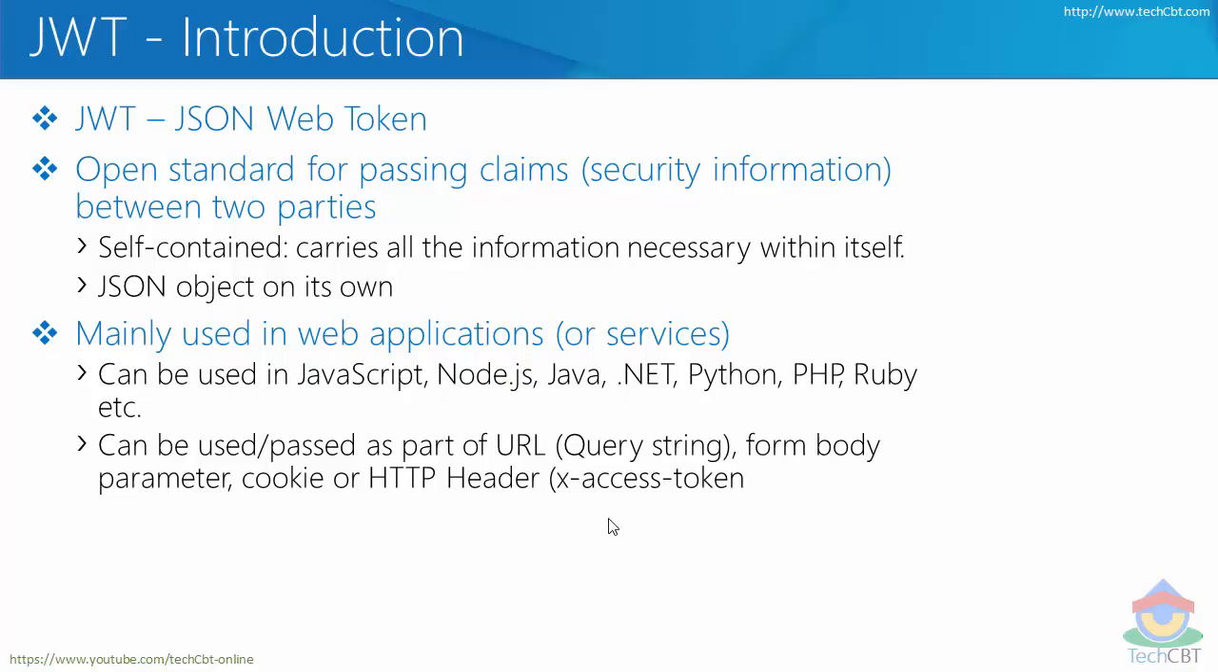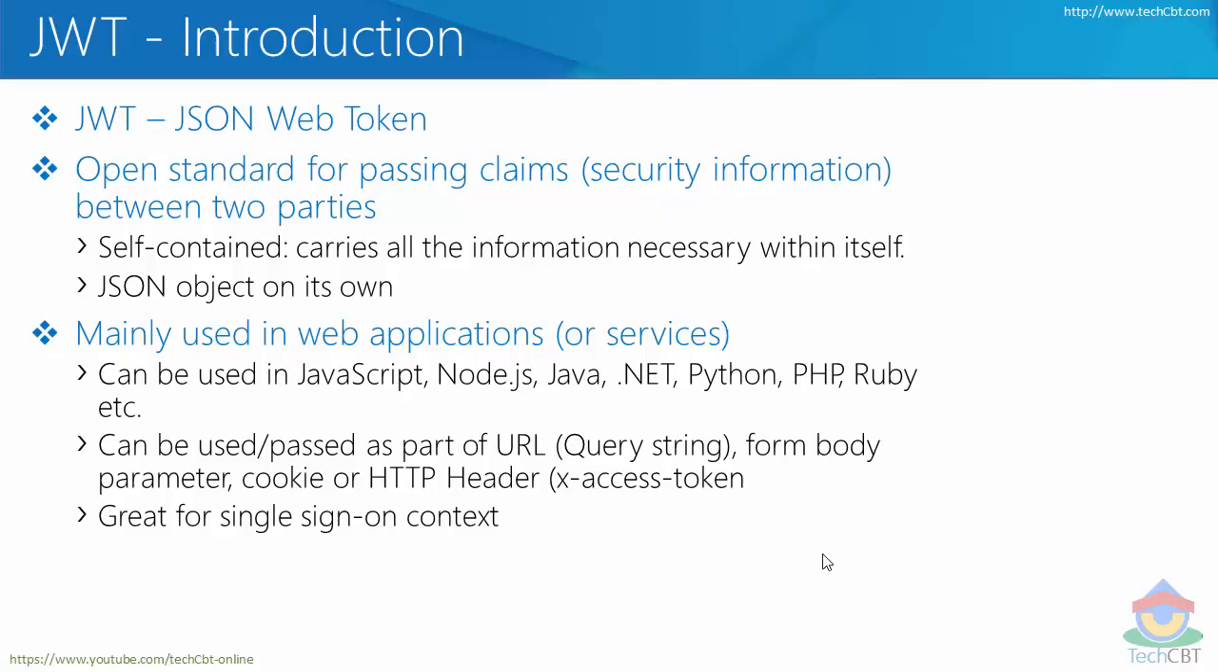Whenever you are working with JSON Web Token, you can pass that web token for all the subsequent client requests using the URL in the form of a query string, or a body parameter just like a form post, or you can also send it using an HTTP header, where usually the header entry name is X-access-token. So you can use any of these three: the query string, the body parameter using form post, or a cookie or HTTP header, to pass all of that information to the server.